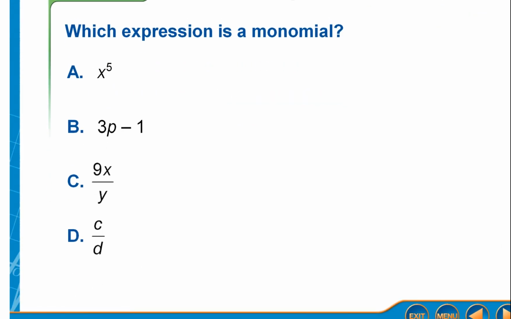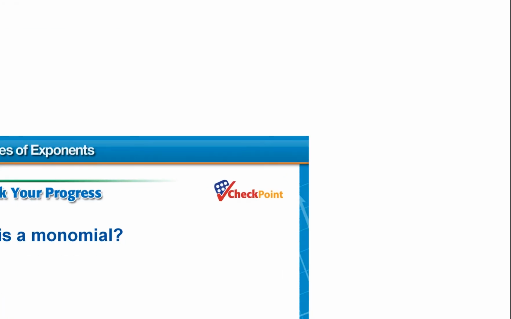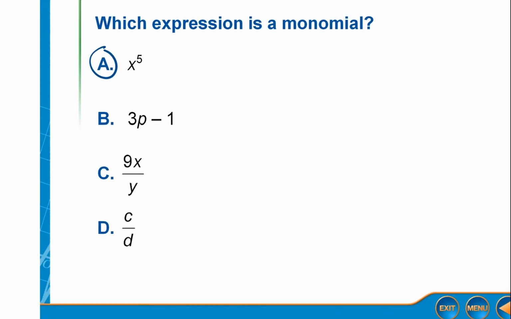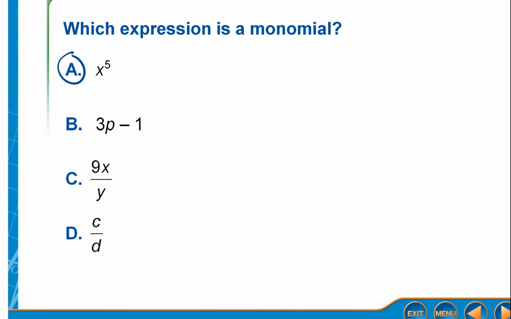Which expression is a monomial? A. Alright, we're done. Oh, okay, fine. We'll go back, take a look at this. Which expression is a monomial? So B, notice it is split up with subtraction right here. So that becomes a binomial, so that would not be a monomial.